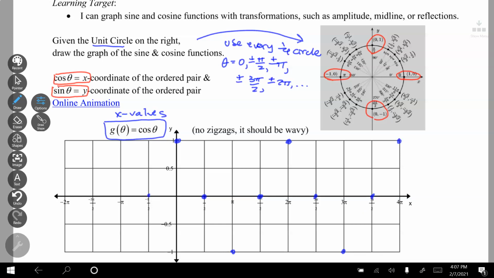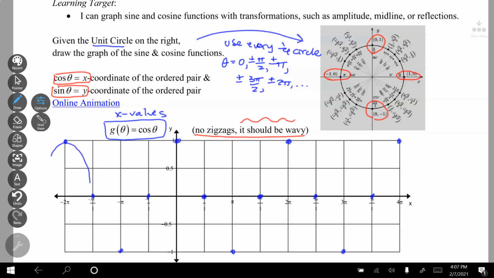I could do it in reverse. 0, negative 1, 0, 1. And it says right here, no zigzags. I want this graph to be wavy. Think roller coasters. You draw zigzags on a quiz or test, I will take off points.